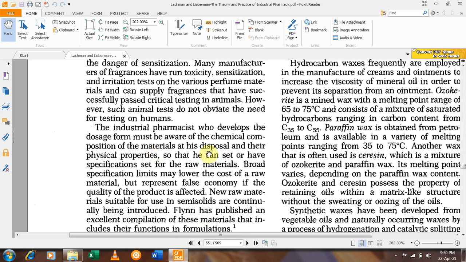The industrial pharmacist who develops the dosage form, who is working in the research and development section, must be aware of the chemical composition of the materials at his disposal and their physical properties so that he can set or have specifications set for the raw material. Broad specification limits may lower the cost of a raw material but represent false economy if the quality of the product is affected. New raw materials suitable for use in semi-solids are continually being introduced.